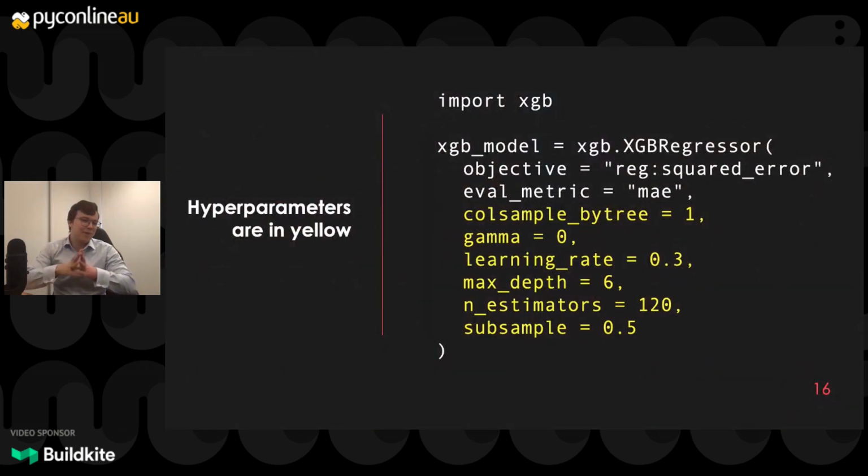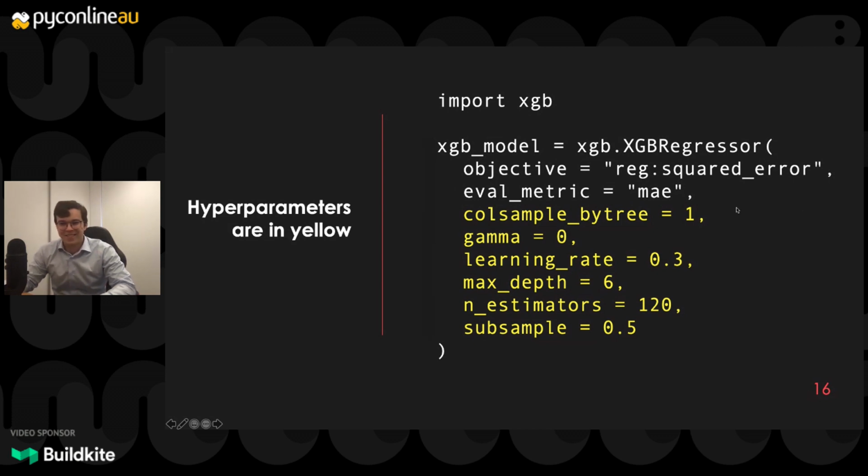Now, to make this even more concrete, this is PyCon after all, so let's do some Python. This is some Python code that actually creates an XGBoost regressor model. I've colored the hyperparameters in yellow. Now, as you can see, most of the actual modeling code is selecting what hyperparameters to use. So to start with, we import XGBoost. We then create our regressor object. Our objective is to minimize the mean squared error, which is the difference between our predicted value and the actual value squared. Our evaluation metric is mean absolute error.